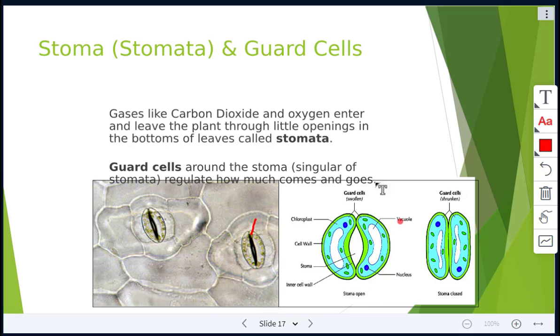So if we look at this diagram here of the stoma open, it's nice and open here. The guard cells are swollen. When the guard cells are swollen like that, the stoma is open, and gases can enter and leave, but at the same time, so can water. Here, when the guard cells are shrunken, the stoma is closed. You're not going to have any exchange of gases, and also water can't leave through the leaf.